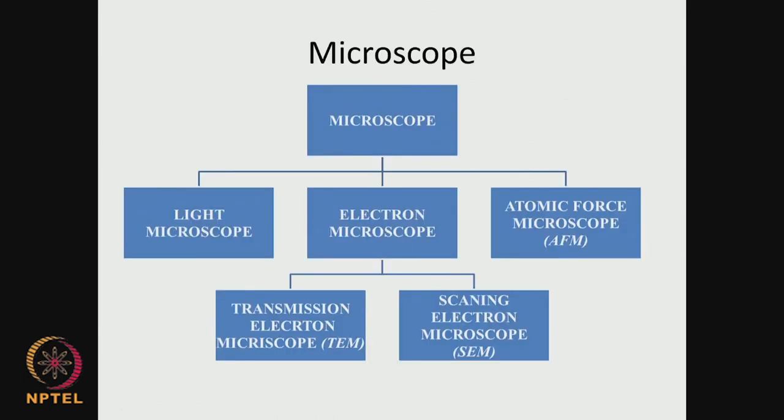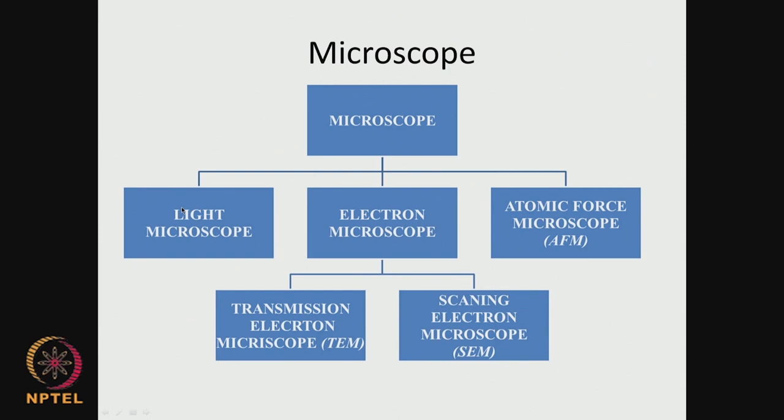Now, let's look at microscopes. Microscopes are very, very important. We have the light microscope, the electron microscope, and the atomic force microscope, which we call AFM. Everybody knows the light microscope. This is what we normally see under light.